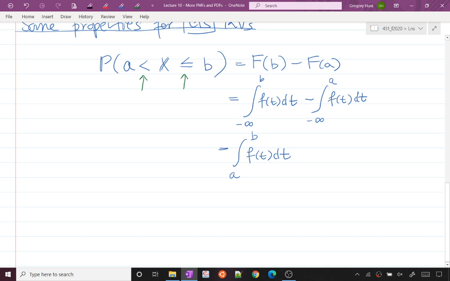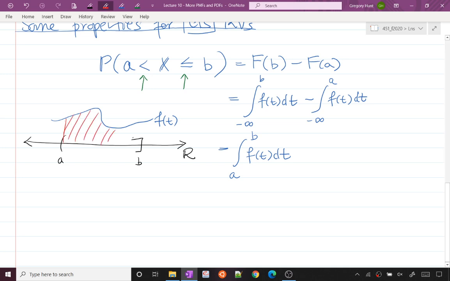So, interestingly, if I have my number line here, my real numbers, and I have some interval, say a to b, and my PDF maybe looks like that in this interval, all I have to do to get my probability of being in this interval is integrate. The probability that a is less than x less than or equal to b is the integral over this interval, a to b, of f of t dt.